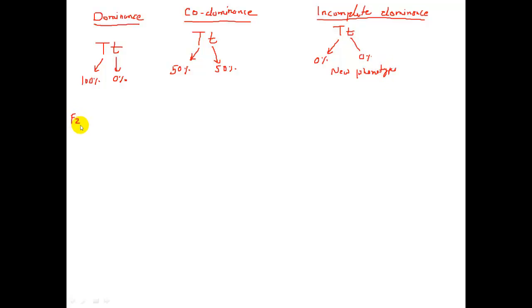Okay. So if I talk about the F2 phenotypic ratio, in case of complete dominance it is 3:1, but here it is 1:2:1. Here also it is going to be 1:2:1. As far as the genotypic ratio is concerned, that remains the same, that is 1:2:1, and here also it is 1:2:1. Here also it is going to be 1:2:1. So that's all. Thank you.